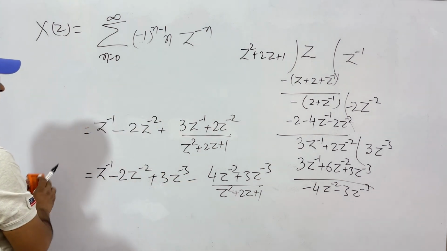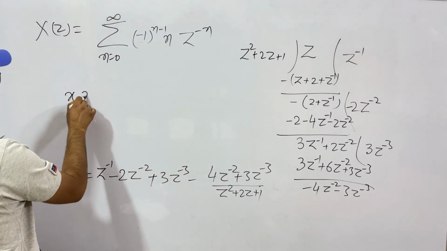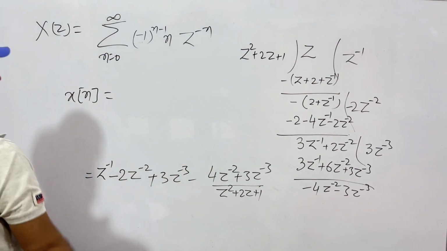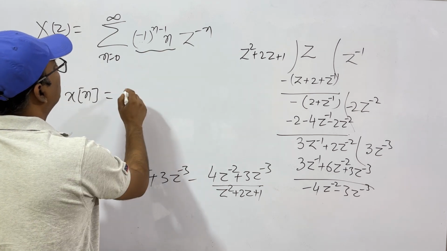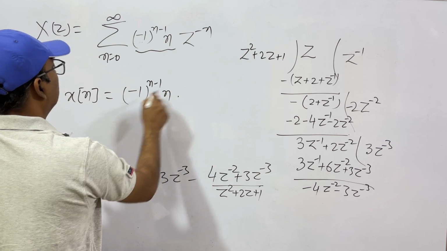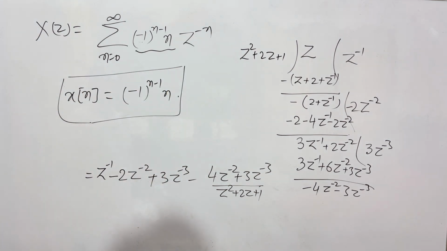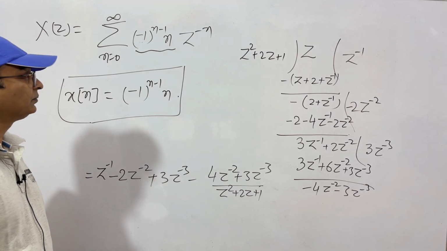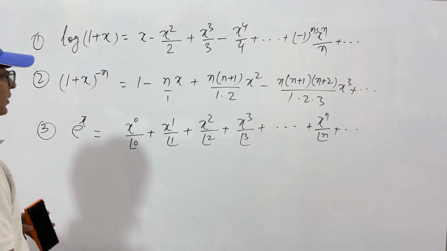So from here what we get is our xn. You know the definition, xn is basically this, this is for transform. So what we get is minus 1 to the power n minus 1 n. This is your sequence. This is the discrete signal of the function. Okay. So we'll see now by expansion power series method.